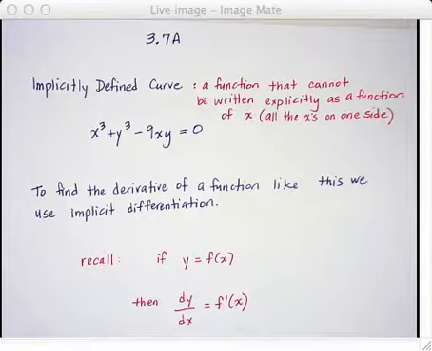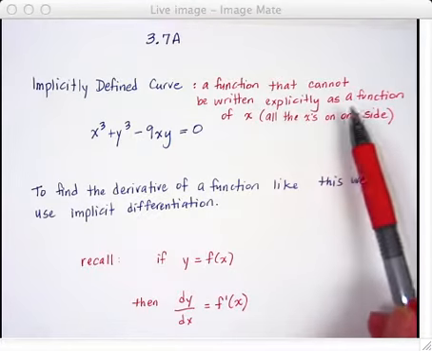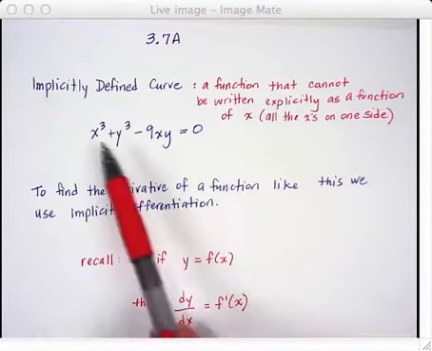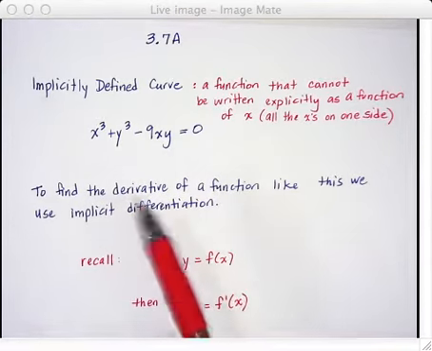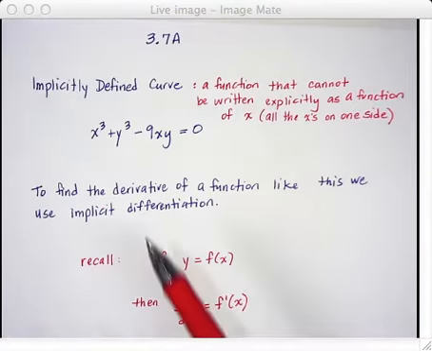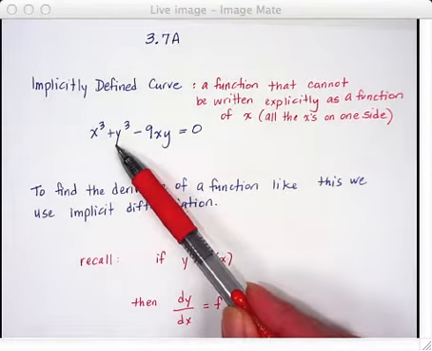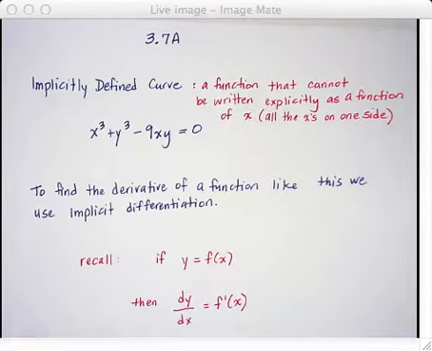All right, this is for the intro to implicit differentiation. So it says an implicitly defined curve. It's a function that cannot be written explicitly as a function of x. So that means you have a combination of x's and y's or different variables, in most cases just x's and y's, and you are unable algebraically to get y by itself so that it's in the form y equals and all of the other variables are on the other side.